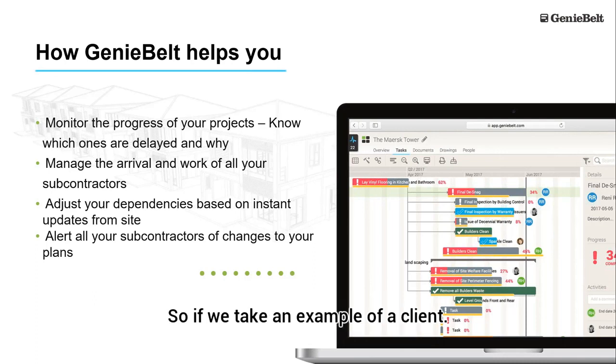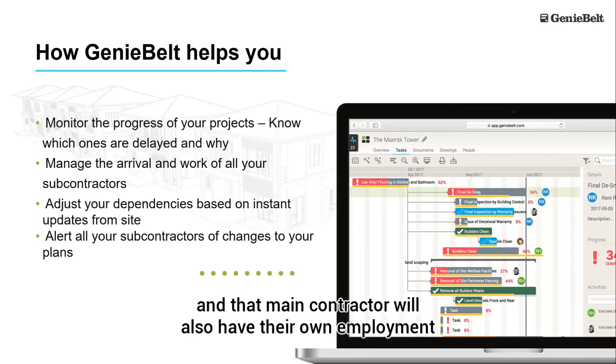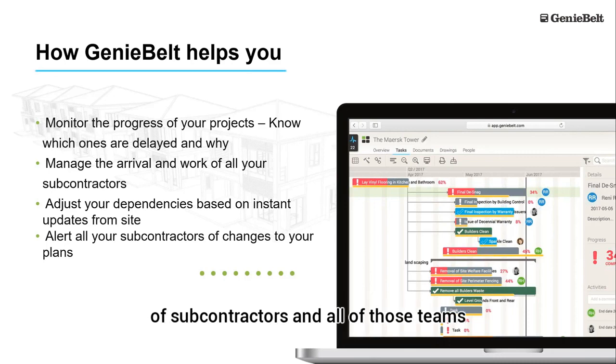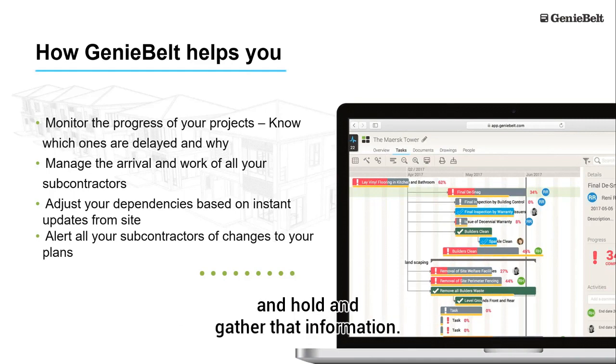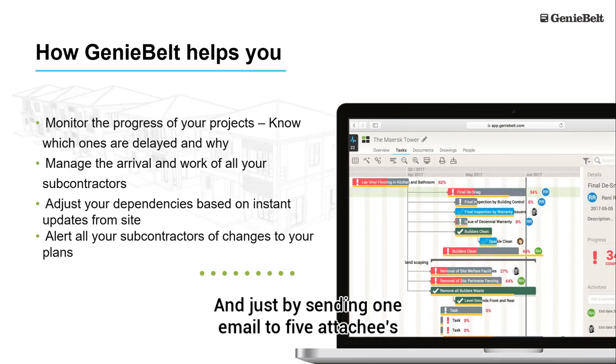If we take an example of a client: a client brings on a main contractor to develop a project, that main contractor will have their own subcontractors, and all of those teams will have material supplies through the supply chain. So there can be a vast team involved, and how do we communicate and gather that information? We all know modern tools today, whether it's Facebook, WhatsApp, email, just telephone calls, data is immense. And just by sending one email to five attachees can start a miscommunication trail.